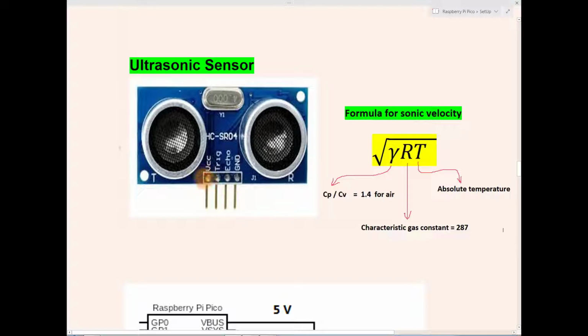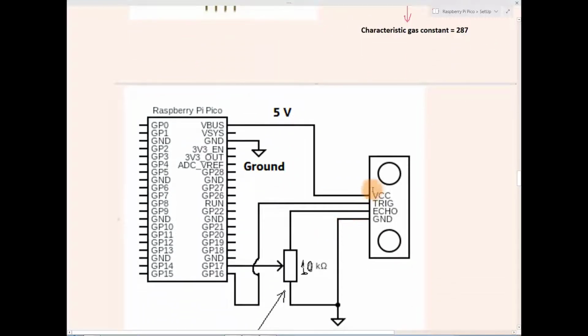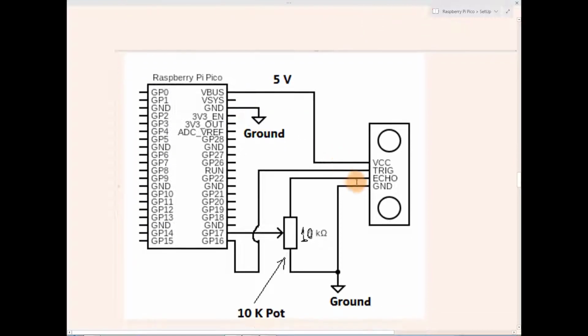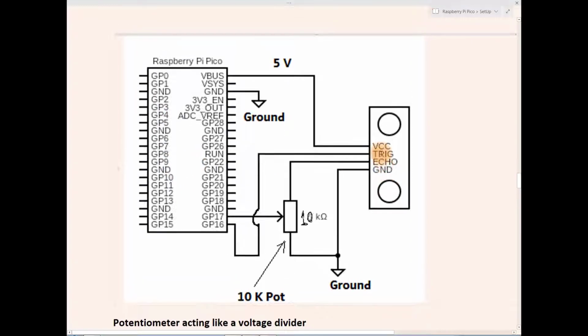It has 4 pins. First one is the VCC, which is connected to the 5 volts power supply. The 4th pin is the ground pin, the second pin is the trigger pin, and the 3rd pin is the echo pin. This is how we will connect it. VCC will be connected to 5 volts of the Raspberry Pi Pico. Ground will be connected to the ground pin. Any of the ground pins of the Pico can be used.